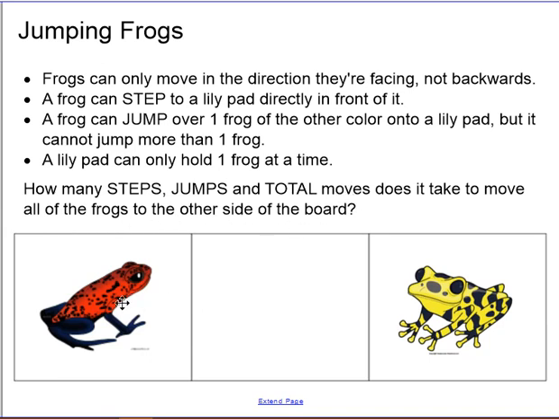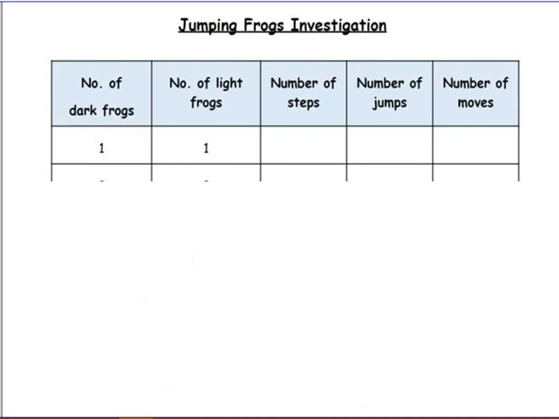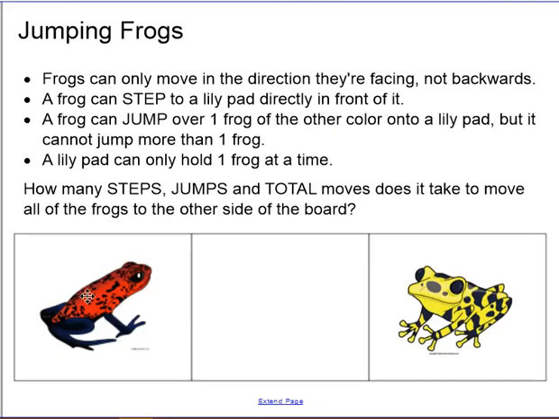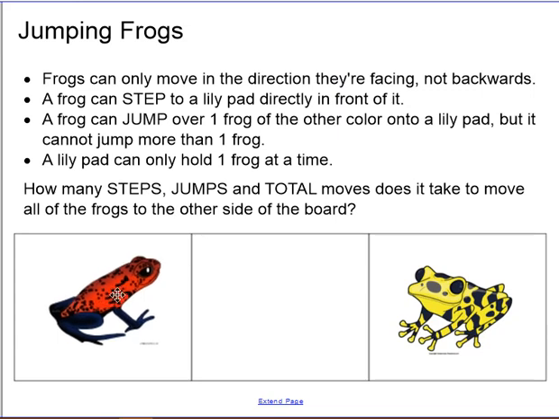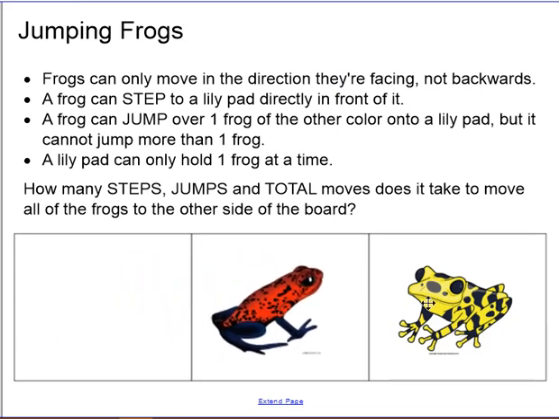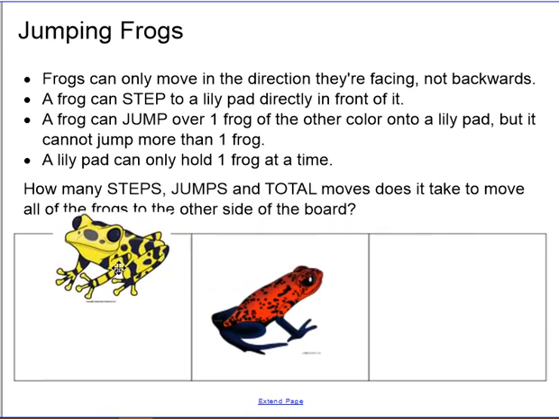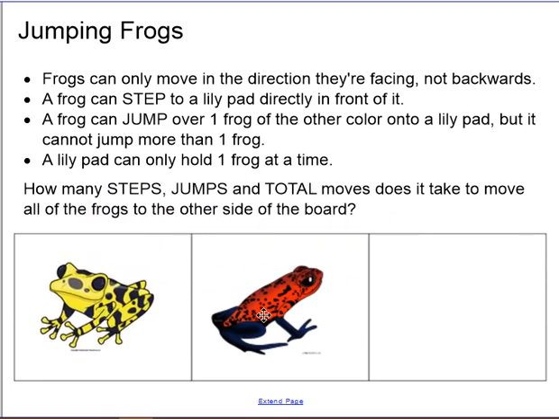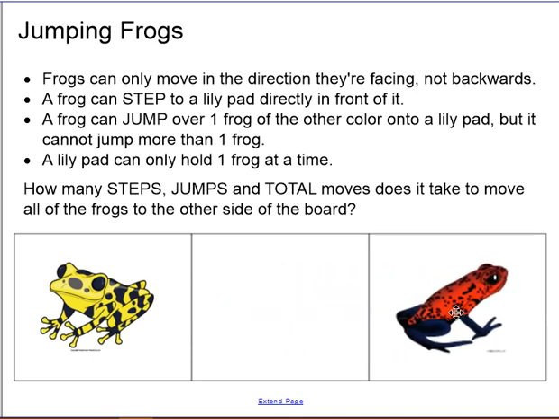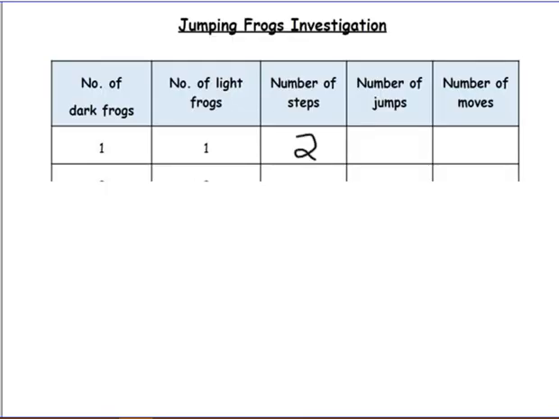So for example, I might count my steps and my jumps in a table like this. Let's play this game and count our steps and jumps. I'm going to step the red frog, then I'm going to jump the yellow frog, then I'm going to step the red frog again. And if you were counting, we had 2 steps, 1 jump, and when we add those together, we get a total of 3 moves.